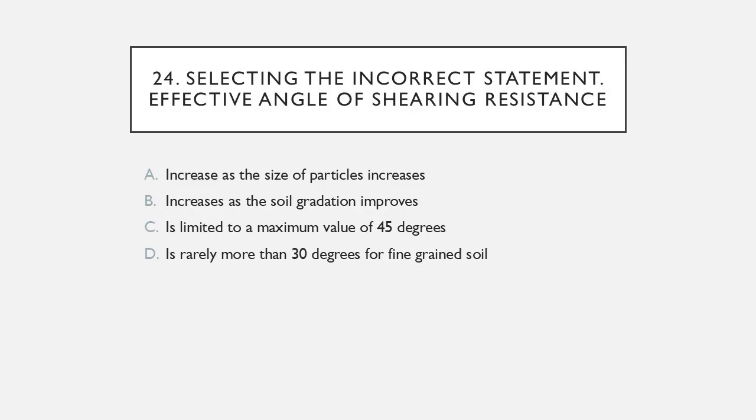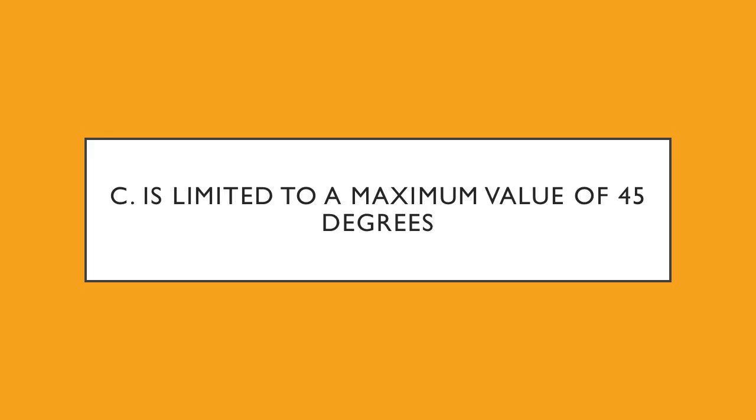24. Select the incorrect statement. Effective angle of shearing resistance: A. Increases as the size of particles increases. B. Increases as the soil gradation improves. C. Is limited to a maximum value of 45 degrees. D. Is rarely more than 30 degrees for fine-grained soil. C. Is limited to a maximum value of 45 degrees.